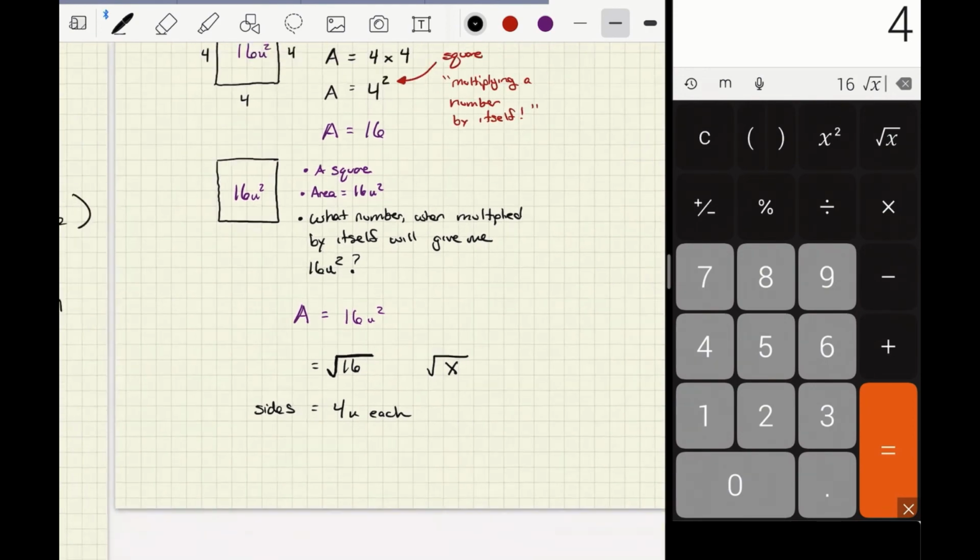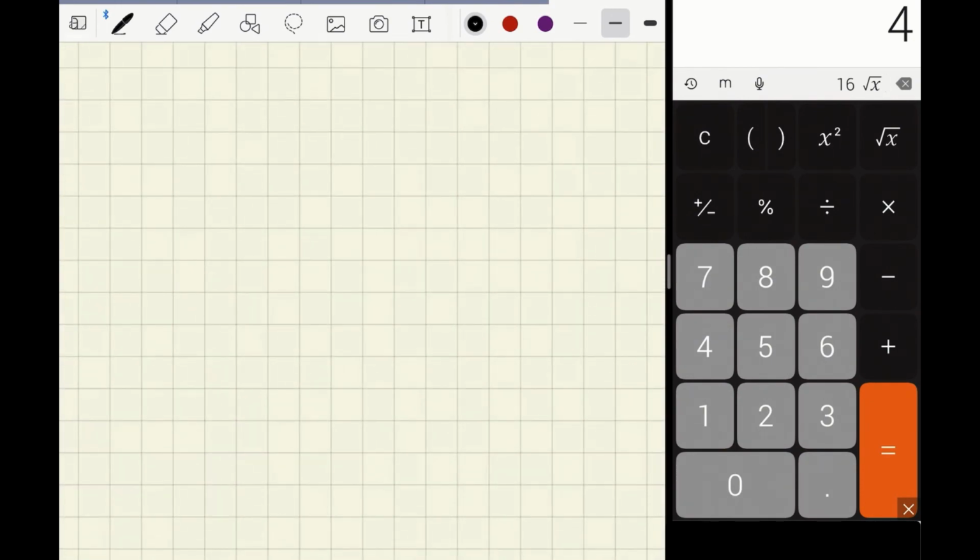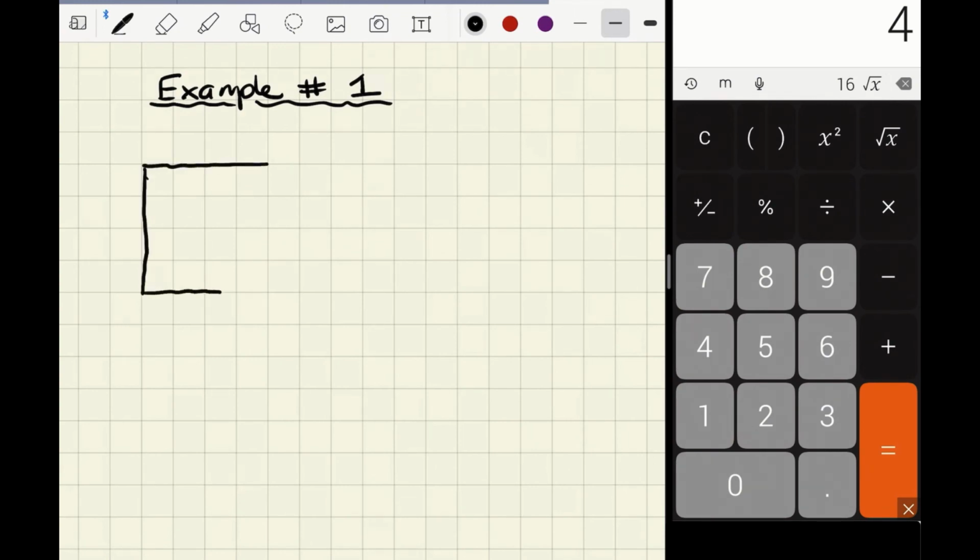Let's go ahead and do this now for another square. So this is going to be example number 1. What I want you to do is work this example backwards. I'm going to go ahead and give you the area of this square, and I'm going to tell you the area of this square is 81 units squared. I want you to work this number backwards, and I want you to pause right now and try it. Okay, you should have tried this.